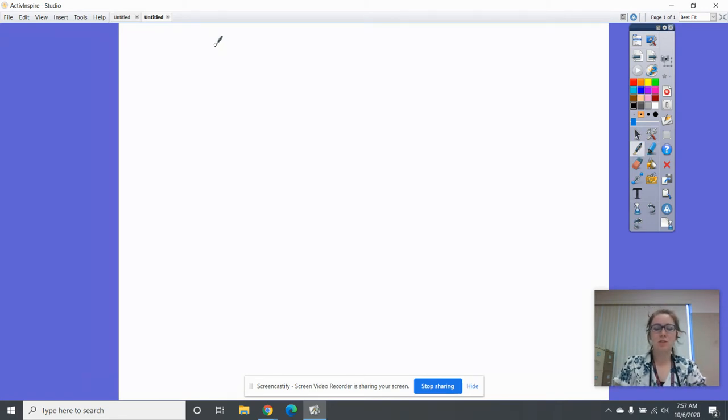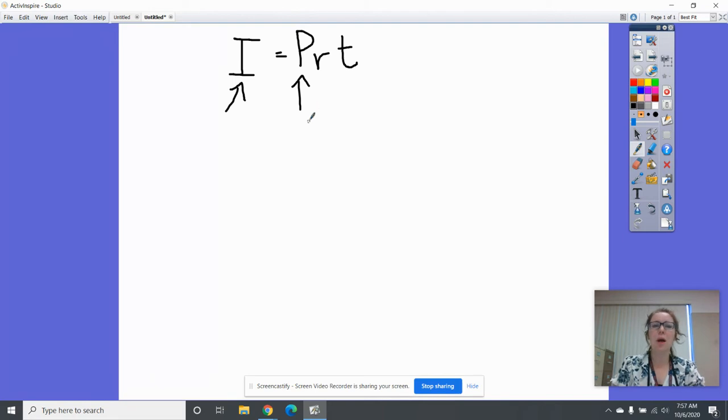So, simple interest, there's a formula for simple interest, and it is I equals PRT, where I is your simple interest, P is your principal amount. That means that's the amount of money you originally put into the bank, or it's the amount of money you originally borrowed from the bank. So it's like your original amount. We call it your principal.